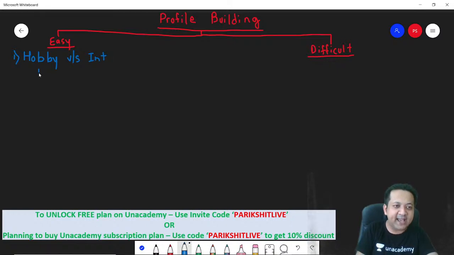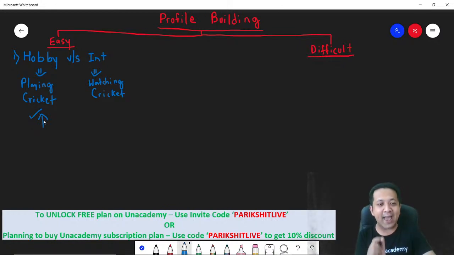What is a hobby? An example of a hobby would be playing cricket. Playing cricket is a hobby. But if you say you like watching cricket, that's an interest. We are not talking about interest here, we are rather talking about hobbies. This is my focus. You like to indulge in something, you like to do something, take part in something. So playing cricket is a hobby. You like to cook, that is a hobby. You like to eat, that is not your hobby. So I hope you get the subtle difference between a hobby and an interest.